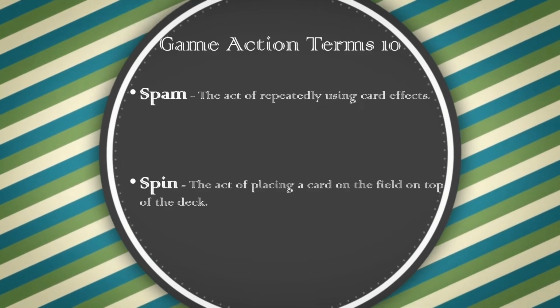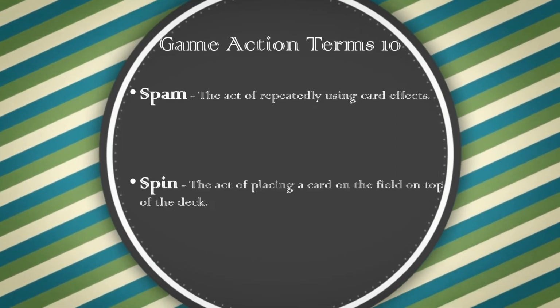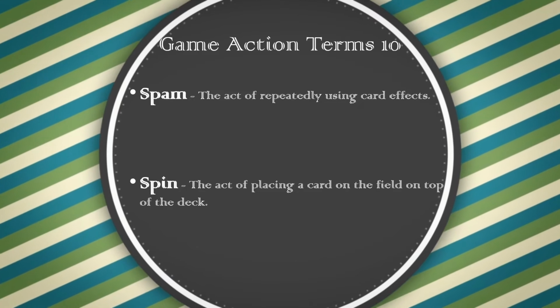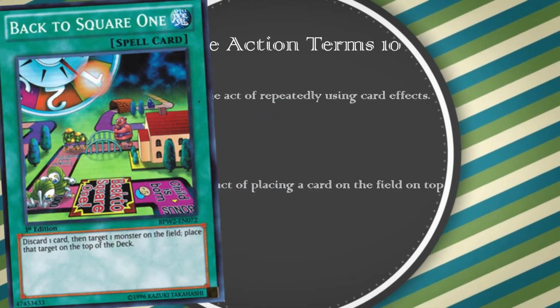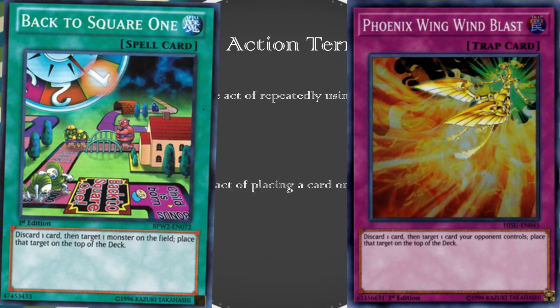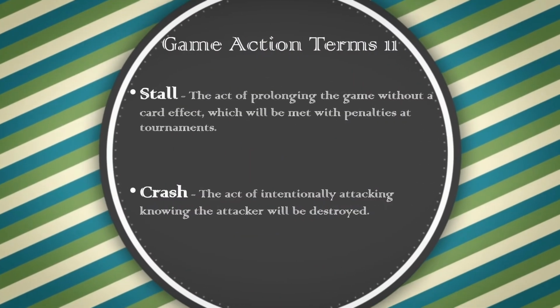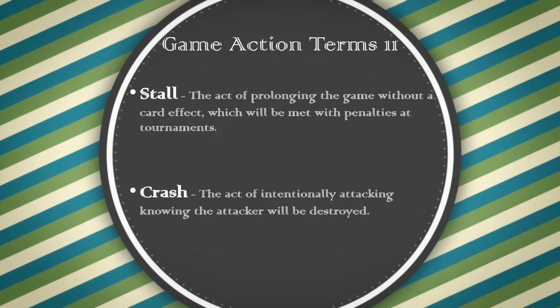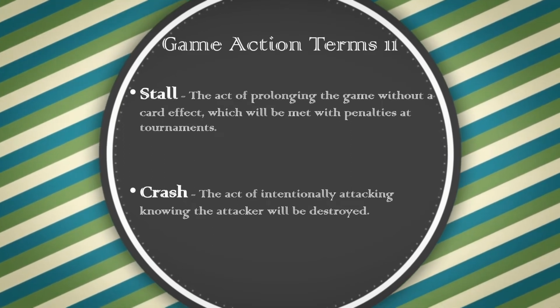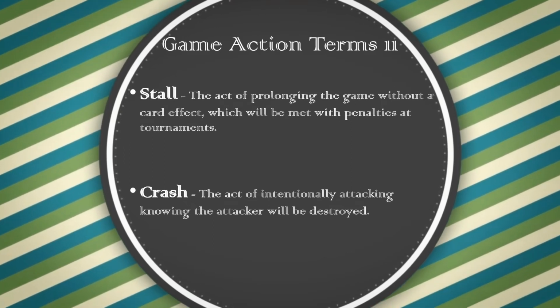Examples of cards that spin other cards to the top of the deck would be Back to Square One and Phoenix Wing Wind Blast. Stall. The act of prolonging the game without a card effect, which will be met with penalties at tournaments.